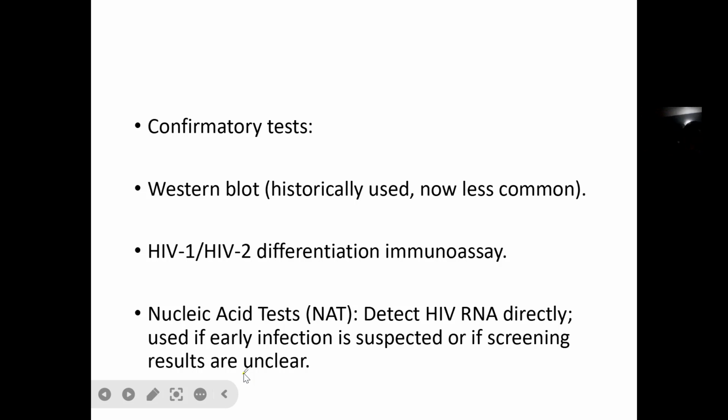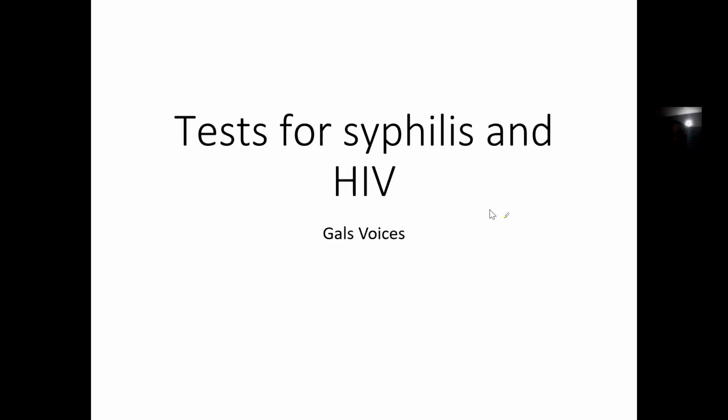Sorry, let me write something down. So those ones are away from the screening stuff, you understand? So we have the Western blot, we have the HIV-1 and HIV-2 differentiation immunoassays. Then we have tests for nucleic acids. Okay, nucleic acid test can detect HIV RNA directly. Okay, so that's what we have for the different laboratory tests that you might actually want to do to diagnose or detect syphilis and HIV and AIDS.